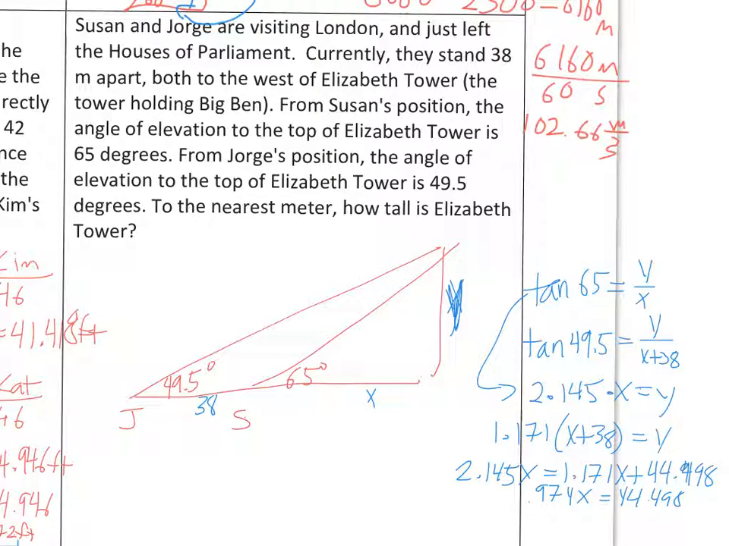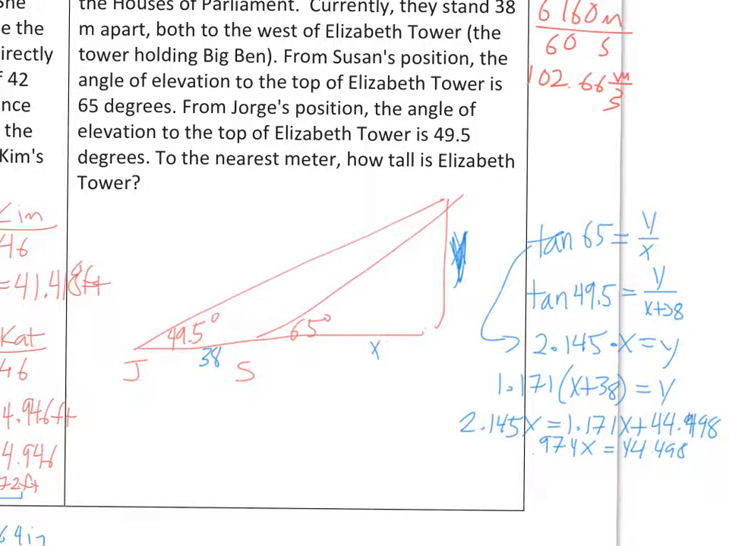44.498 divide by 0.974. And we get that x equals 45.686 meters, which is not all that wonderful because, well, you don't actually have that information. Because what we need is y, not x. Oh, man.